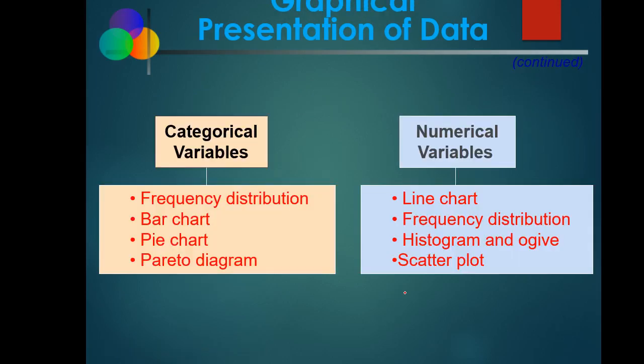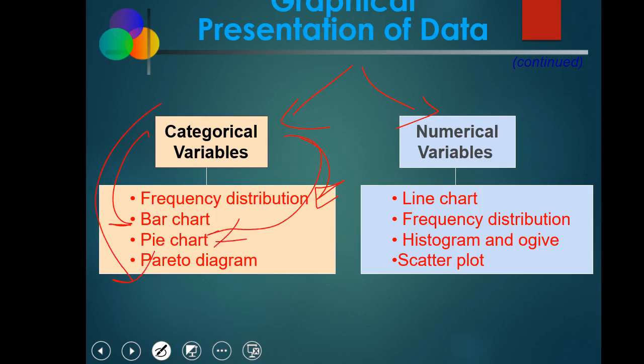Now, graphical representation of data. As I have mentioned, we have two different types of data: categorical data and numerical data. Categorical data is represented by a frequency distribution diagram, bar chart, pie graph, and Pareto diagram. We have different diagrams on the basis of which we present these categorical variables. Similarly, numerical variables are represented by line charts. These are very basic ones.